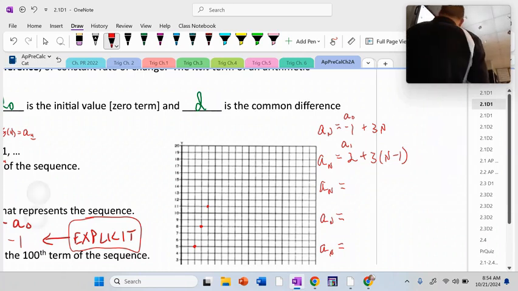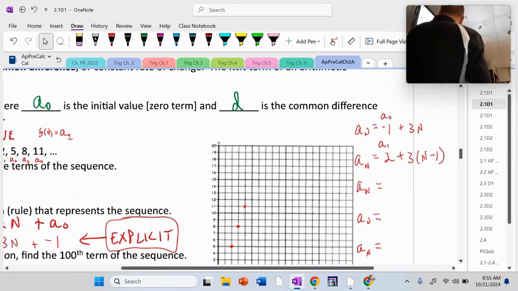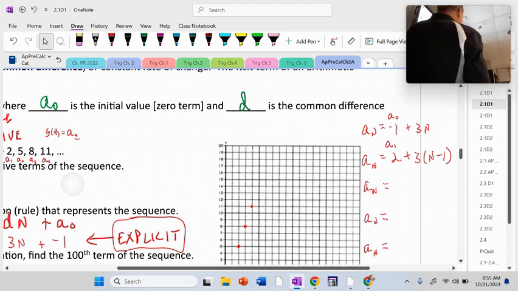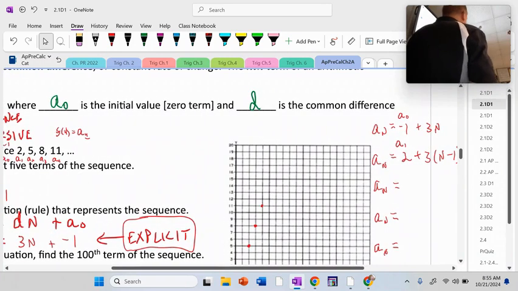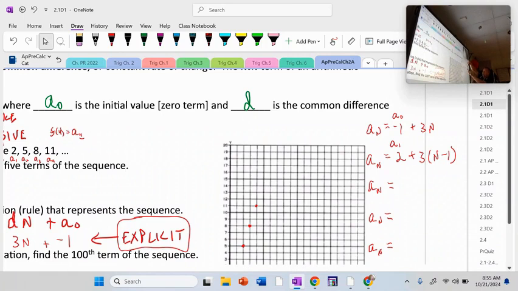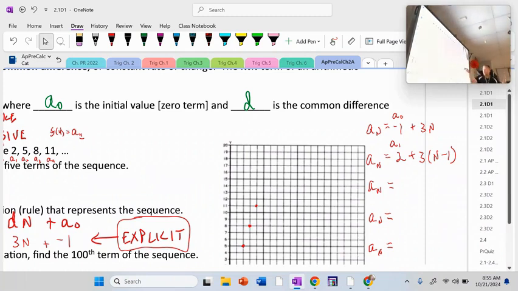Input, say it. So what should happen is I still should be able to plug in the same numbers and get the same terms out of this. Well, let's look at this first one and get 2. So how do I get 2? 2 is a sub 1. I plug in 1. What's 1 minus 1? What's 0 times 3? What's 0 plus 2? I plugged in 1, I got 2. That's what's supposed to happen.